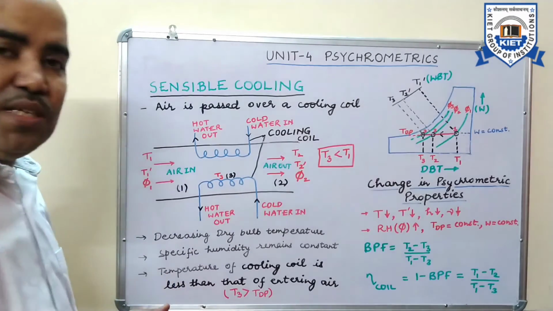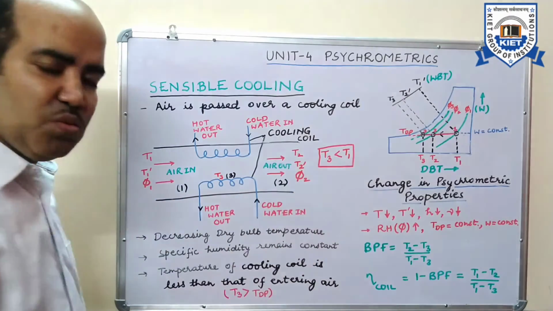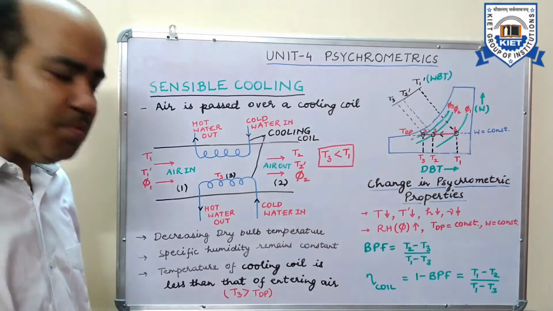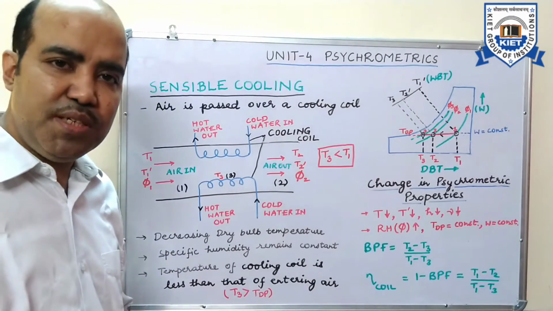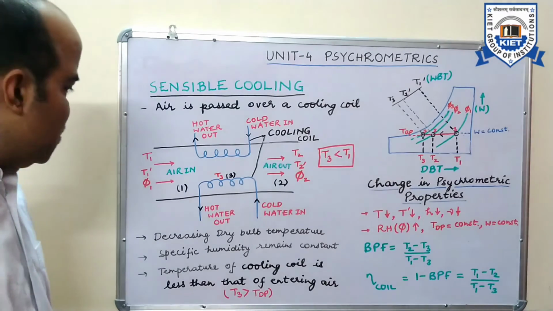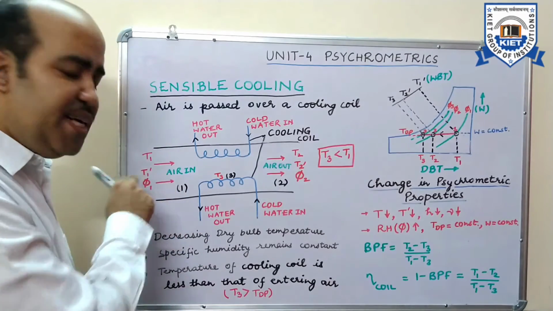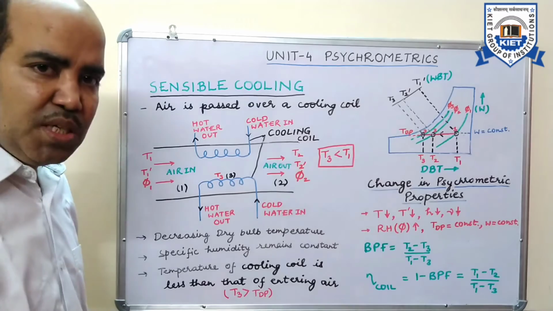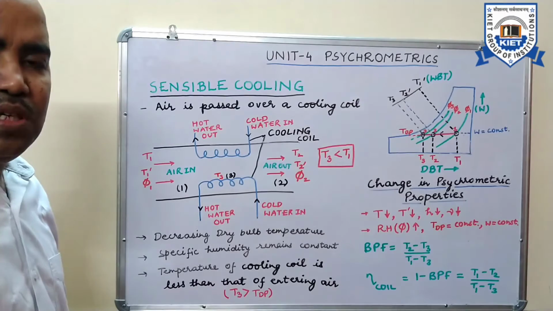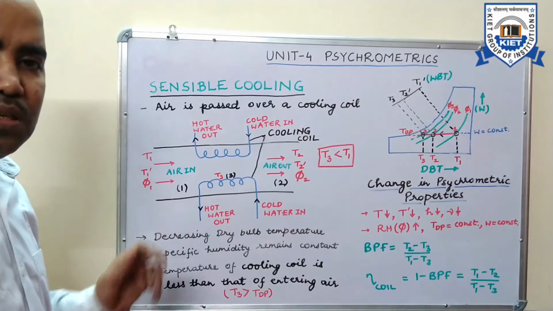Now let us understand what we mean by T1, T1 dash, phi 1 and T2, T2 dash and phi 2. T with a simple T denotes the dry bulb temperature, T dash denotes the wet bulb temperature, and phi denotes the relative humidity. Here, T1 is the dry bulb temperature of the incoming air, T1 dash is the wet bulb temperature of the incoming air, and phi 1 is the relative humidity of the incoming air. This condition is denoted by point number 1.